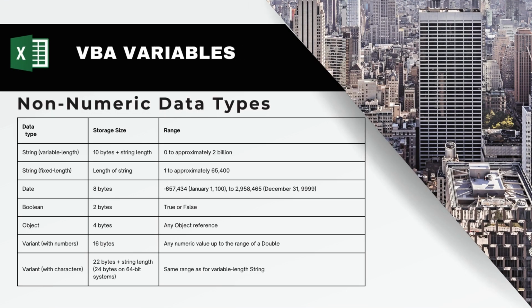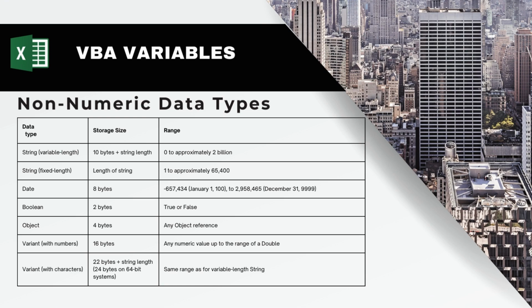And then we have the non-numeric data types, such as string variable length, string fixed length, date, boolean, object, variant with numbers, and variant with characters. And they have their different storage sizes, ranges, and such.